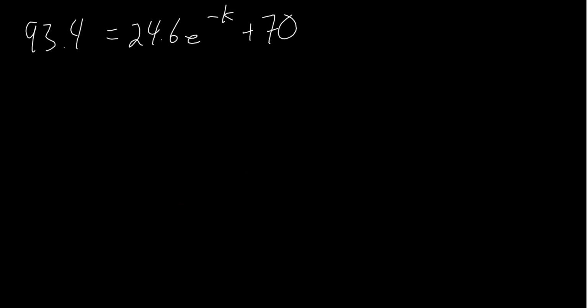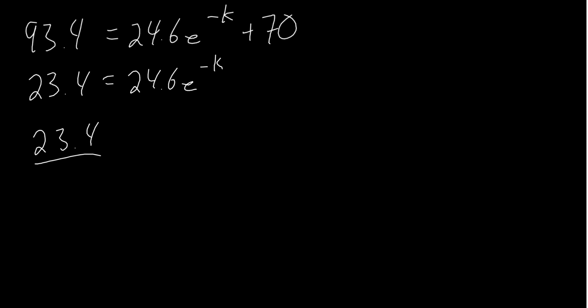So solving here, we subtract 70 from both sides. We end up with 23.4. So 23.4 is equal to 24.6 e to the negative k. Let's go ahead and divide both sides by 24.6. So we've got 23.4 over 24.6, and that's equal to e to the negative k. It's pretty easy stuff here. We're going to take the natural log of both sides.